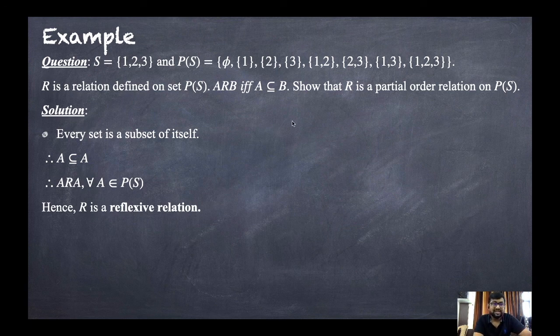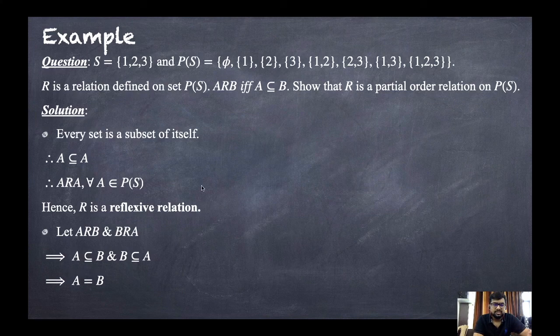Now for the second, antisymmetry. We need to take two elements. So let A be related to B and B be related to A. So by the given definition of the relation, A is a subset of B and B is a subset of A. Now this is a result of set theory, that if A is a subset of B and B is a subset of A, then clearly both the sets are the same. So that means A equals B. So hence it is an antisymmetric relation.